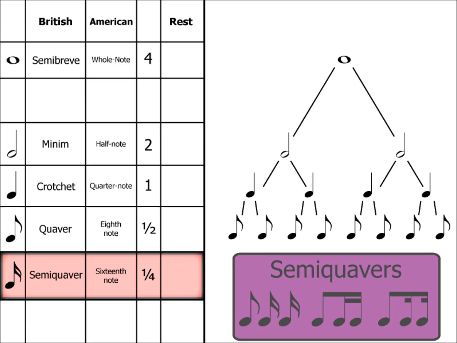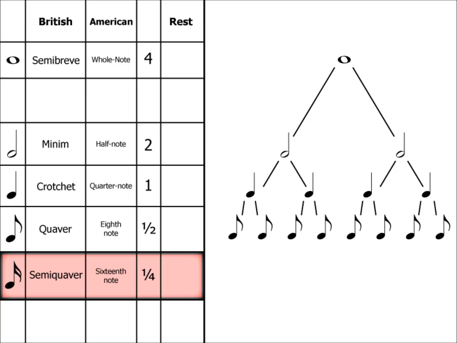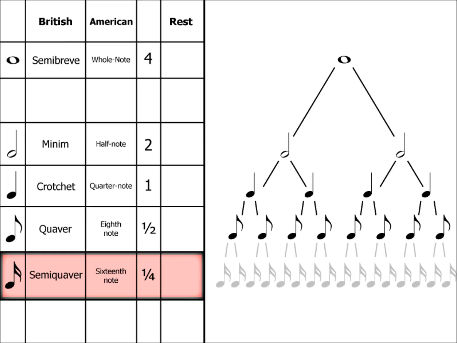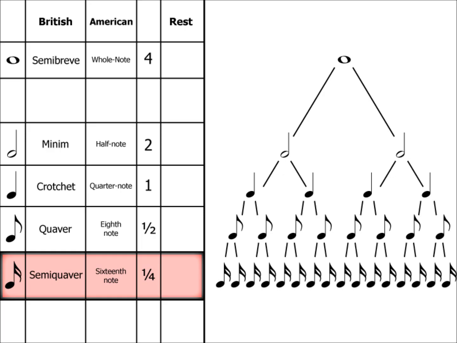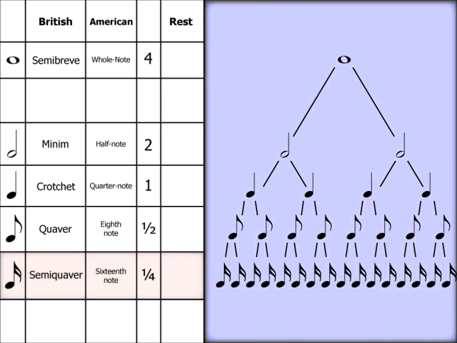Anyway, before I bog you down with beaming, let's go back to the semiquavers themselves. As each semiquaver has a value of a quarter, you'd need 16 of them to equal the value of 1 semibreve. When trying to learn note names and their values, it's always worth building a pyramid like this so you can see exactly how each note splits into other notes. If you need to, pause this video or rewind it to help you learn these notes.